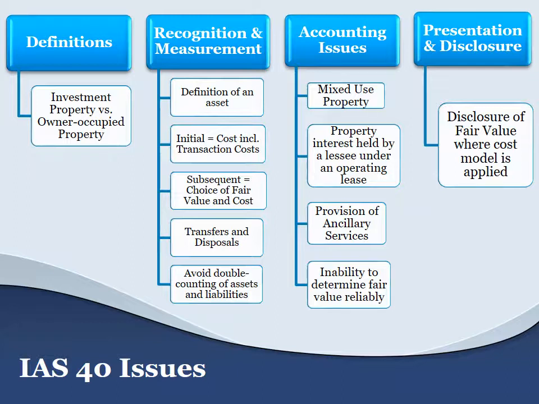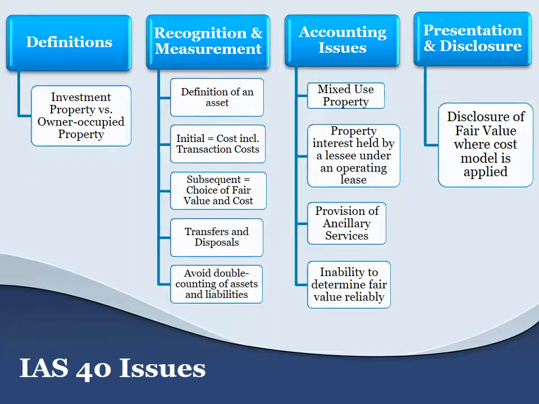Similar to what we had with IAS 21 that we've just covered on foreign currency transactions, IAS 40 also takes us through a similar sort of process where it defines what investment property is and compares it with owner-occupied property. We'll go through that in a little bit of detail just now. It deals with the recognition and measurement issues around investment property. It defines an asset, defines an investment property. It then talks about the initial recognition. It talks about the subsequent recognition of investment property, and there it gives us choices. You can go cost or fair value. It talks about the transfers of property in and out of investment property.